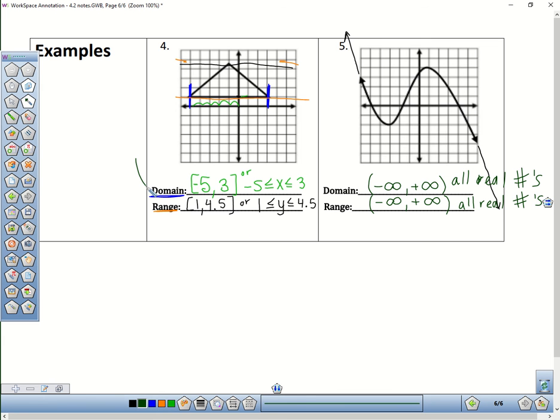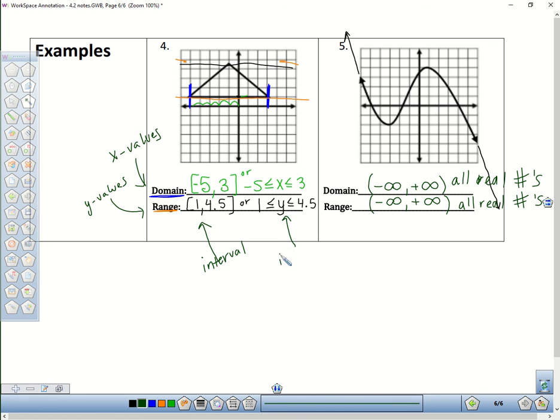So with domain, you're only worrying about x values. And with range, you're only looking at y values, okay? X values versus y values. That's all you look at when you identify. And you can give me interval notation. So this is interval, and this is inequality. Interval and inequality.